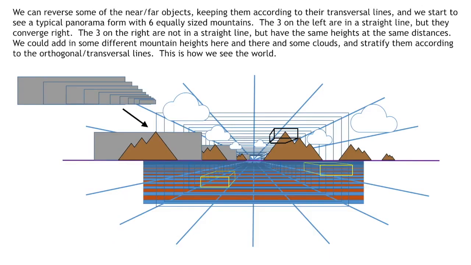We can reverse some of the near and far objects, keeping them according to their transversal lines, and we start to see a typical panorama form with 6 equally sized mountains. The 3 on the left are in a straight line, but they are converging right. The 3 on the right are not in a straight line, but have the same heights at the same distances as the ones on the left. We could add in some clouds, and some different mountain heights here and there, and you can stratify them according to these orthogonal and transversal lines in the same ways. And this is how we see the world.